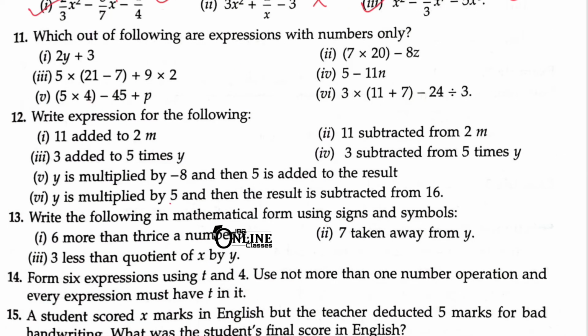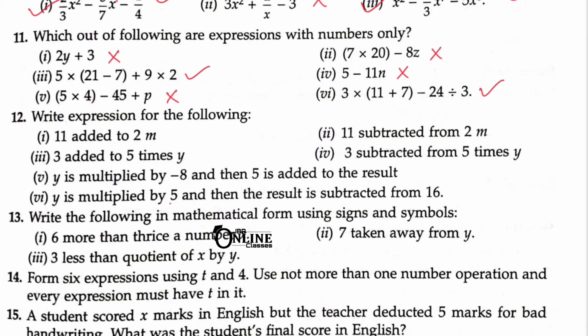Which out of the following are expressions with numbers only? So 2y plus 3, okay, it's not an expression of numbers only. Second one also no. Third one yes. Fourth one also no. Fifth one also no. Sixth one yes. Because if there is a variable, that means the result does not contain only numbers. So as here sum number 3 and sum number 6 have no variables, that means the expressions contain only numbers.